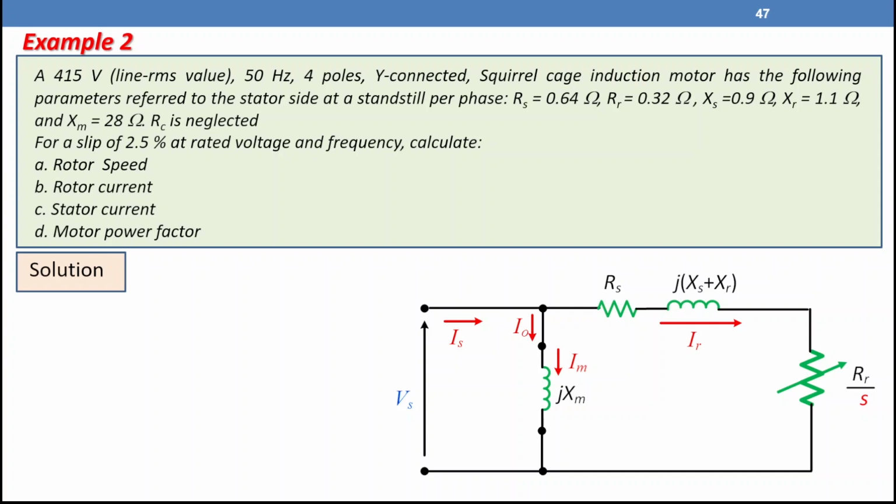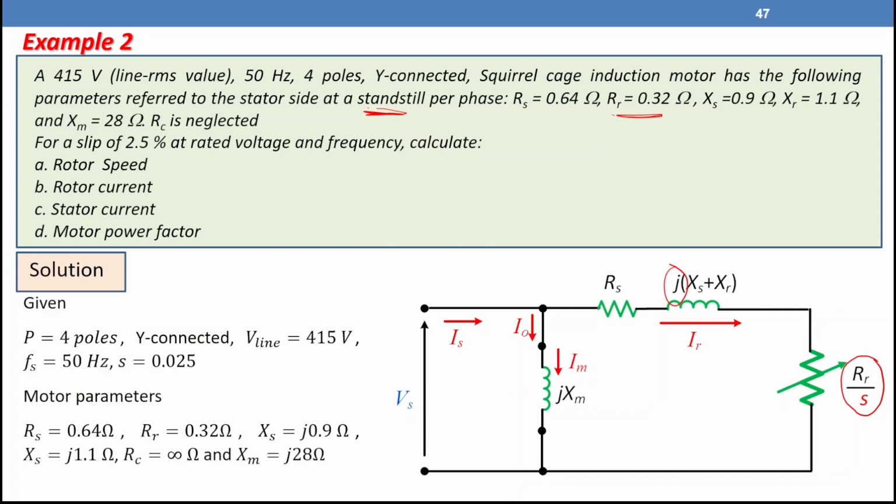So we have the stator and rotor impedance together: R stator, plus JX stator plus X rotor, and R rotor over S. Please note that X stator and X rotor in the heading of the problem have no J, so you need to add the J by yourself. But we know that the rotor resistance term is R rotor over S for a specific S. What is the physical value of R rotor? If S equals 1, we know R rotor. This is why he said at standstill. When the motor is at standstill, S equals 1. So R rotor over 1 equals 0.32. So now we know R rotor.